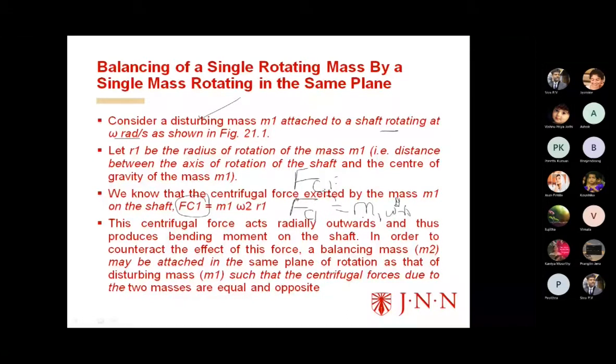That is, how much mass there is, how far it is from the shaft's center point, and how fast it is rotating: based on these, the centrifugal force acts. So this is the centrifugal force exerted by the mass M1. This centrifugal force acts radially outward and thus produces a bending moment on the shaft.